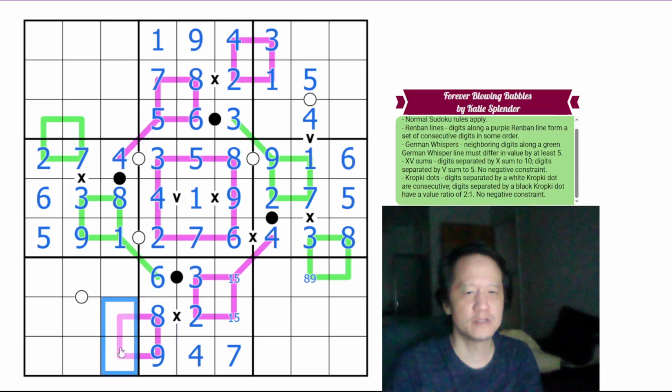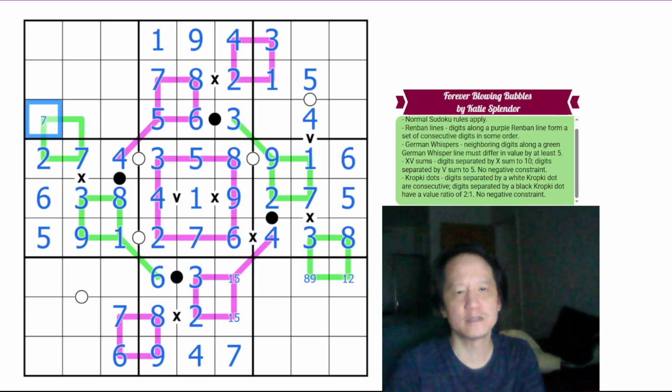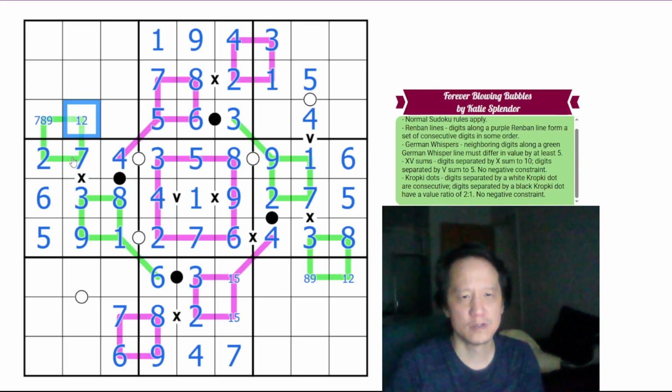So this must be 6, 7, 8, 9 for this Ren band, and 7 can't be here, so this is 6, this is 7. This 8 must be next to 1, 2, or 3 on the German whisper line. It can't be 3, so this is 1 or 2. 2 can be next to 7, 8, 9. 7 can only be next to 1 or 2 on the German whisper line.